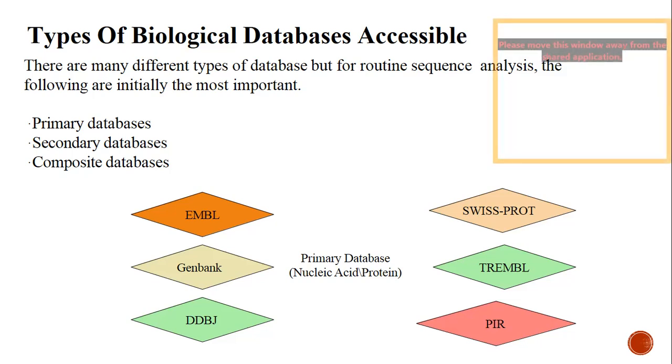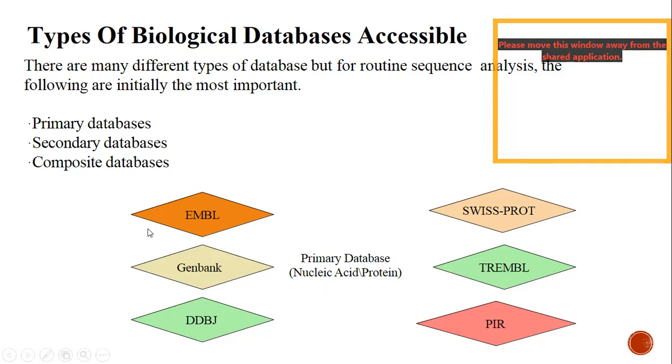Primary databases actually have all the data coming directly from different researchers and different laboratories. In secondary databases, we have curated data. However, in composite databases, we have the combination of data from primary databases and secondary databases. Here we have primary nucleic acid and protein databases.